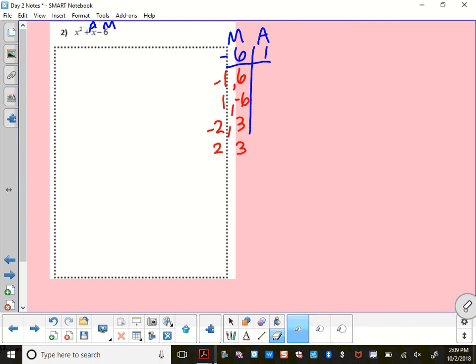Which one do we think we're going to need? 2 and 3 or 1 and 6? We need 1 and 6 to add to give us 1? No, we're never going to get there. At least with 2 and 3, I can get to 1. Will it be negative 2 or will it be negative 3? Which one gives me a positive 1? Negative 3. Negative 2 plus 3 gives me a positive 1.